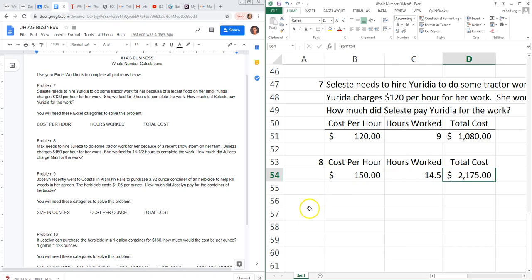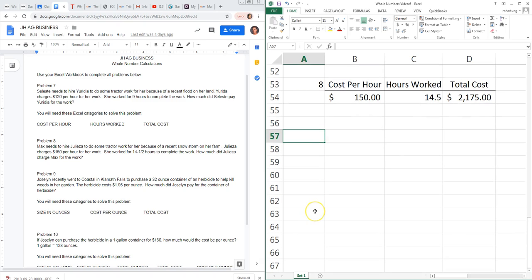Well, let's take a look at problem 9. Jocelyn recently went to Coastal in Klamath to purchase a 32-ounce container of an herbicide to help kill weeds in her garden. The herbicide cost $1.95 per ounce. How much did Josie pay for the container of herbicide? You will need these categories to solve the problem. Once again, we're given the categories that we need, so we can go ahead and type those in.